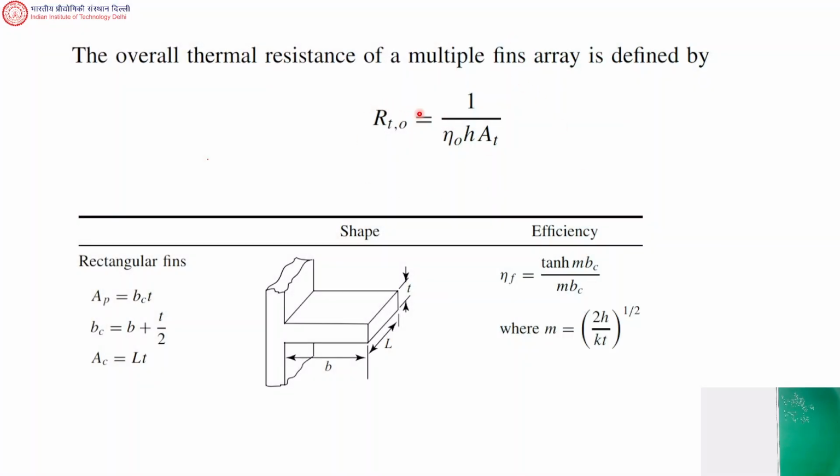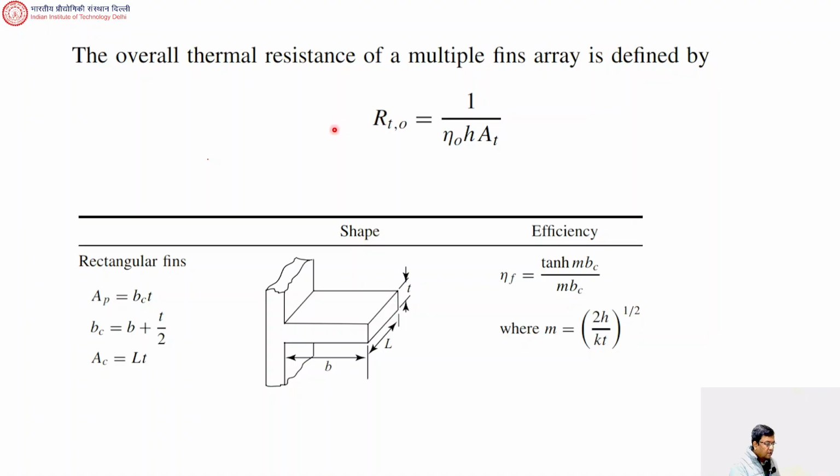This is the expression that we write. So we are doing all these because sometimes when you make a fin array, you will be interested in knowing what is the overall array efficiency and what is the thermal resistance of that array. Because you made a sink, now you want to evaluate this also. So that's the purpose of doing all this.